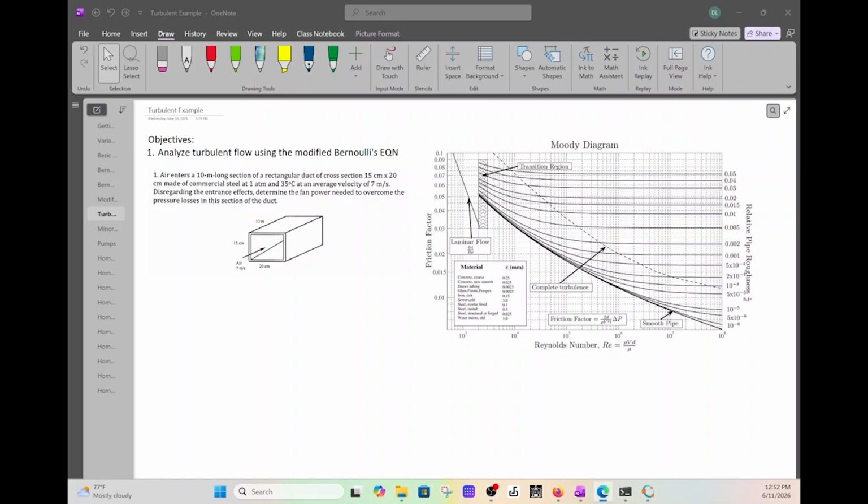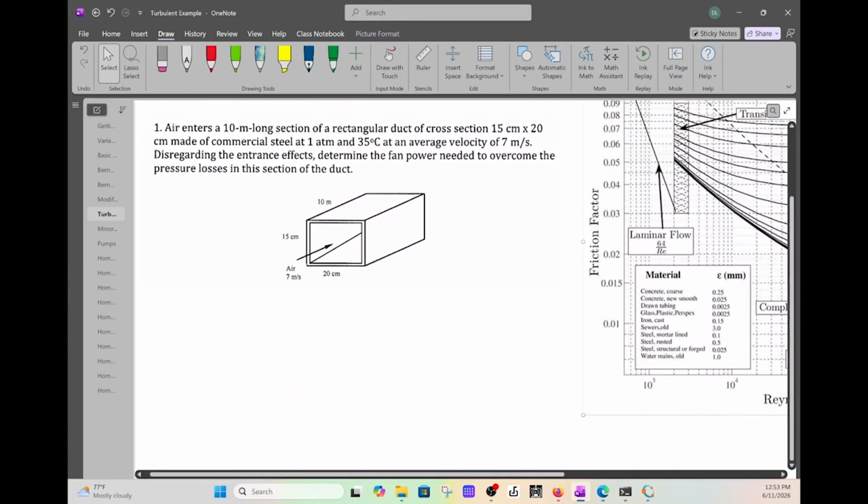Today we're going to look at how we analyze turbulent flow using the modified Bernoulli's equation to calculate, in this case, the fan power needed to overcome the pressure loss. And when you do turbulent flow, we're going to be using the Colebrook equation to find the f friction factor, or you can use this Moody diagram. I'll go through both methods, and I will also post an Octave or MATLAB code that you can run, input values, and get the f value. But let's do this problem, and I'll show you.